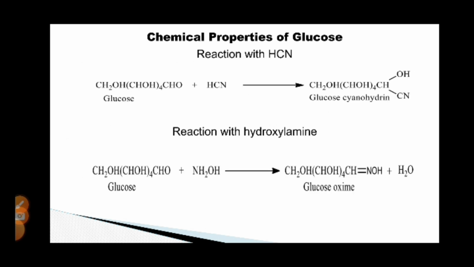Reaction with hydrogen cyanide. With hydrogen cyanide, glucose gives cyanohydrin, and with hydroxylamine, it gives an oxime, indicating the presence of a carbonyl group in glucose.